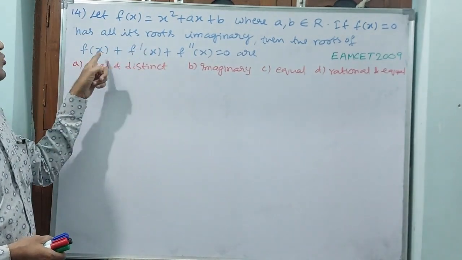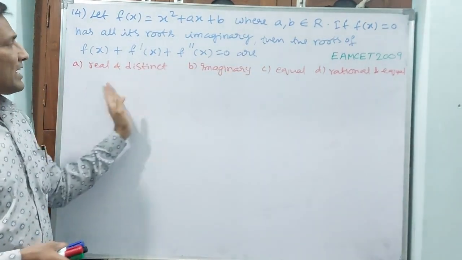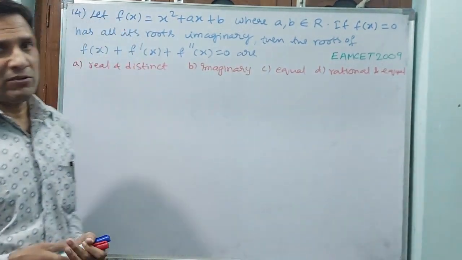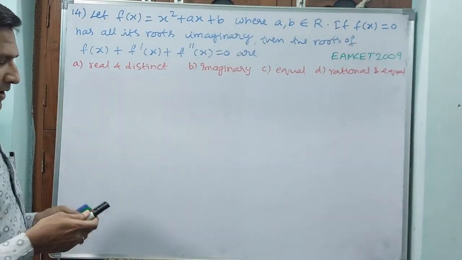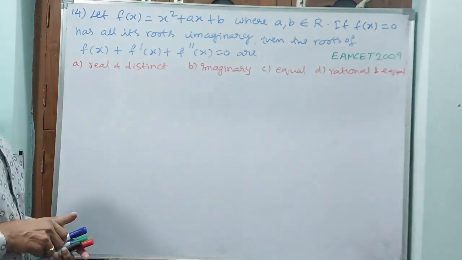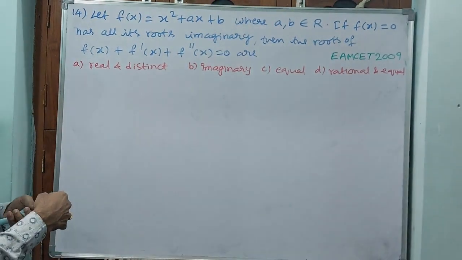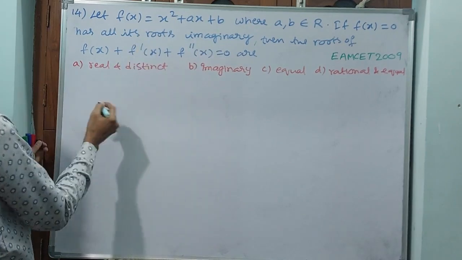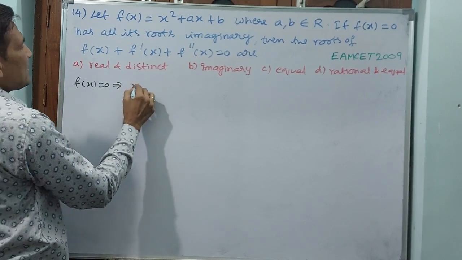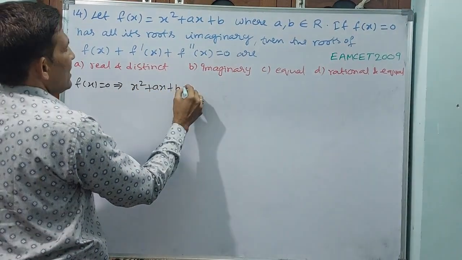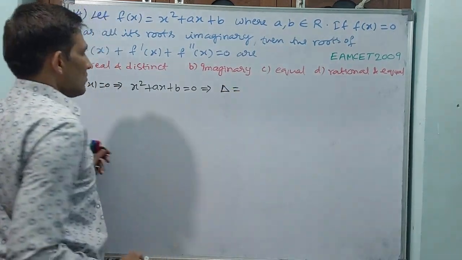Then the roots of f of x plus f dash x plus f double dash x equal to 0 are whether real, distinct, imaginary or equal, that we have to see. Let us first find the roots of this one. Using the discriminant method, first find the discriminant here. We will see only the discriminant, because imaginary is what they are telling us. F of x equal to 0 implies x square plus ax plus b equal to 0, so the discriminant delta or D is equal to b square.